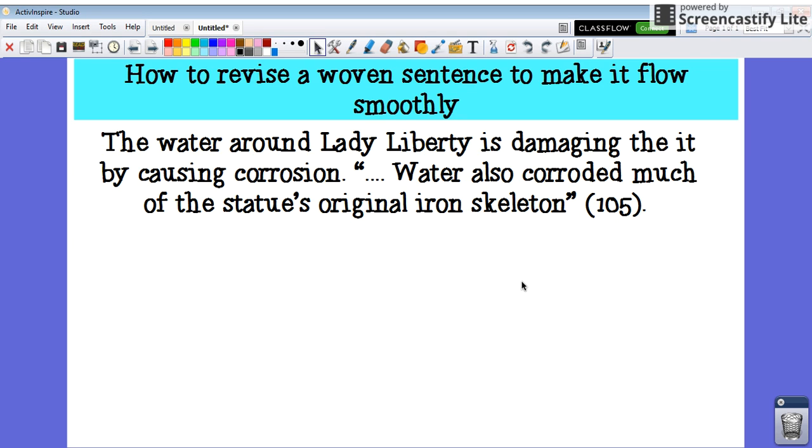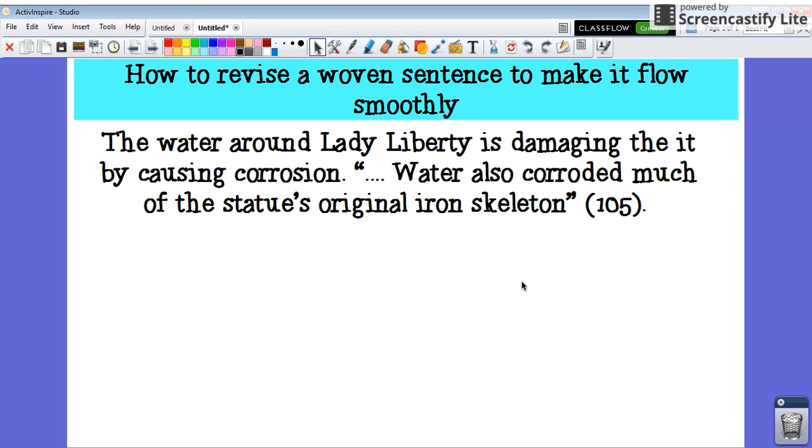Hey guys, this is Ms. A, and in this quick video, we're going to look at how we can revise sentences in our writing where we have attempted to weave together an indirect and direct quote. Basically, when you're using this type of writing strategy, you want your indirect and direct quote to flow very smoothly into each other.